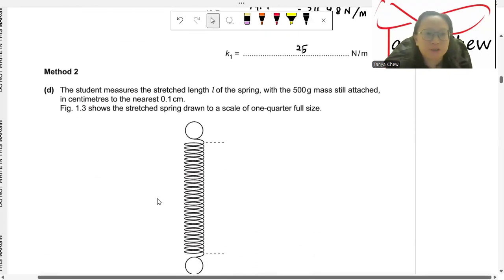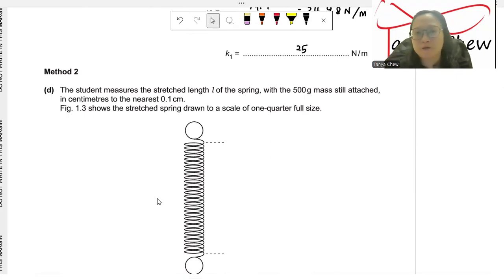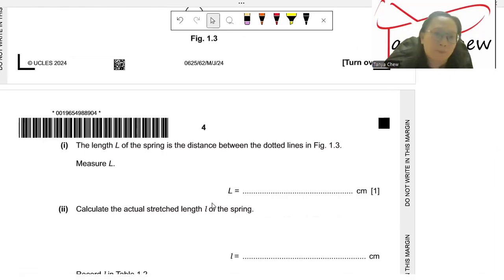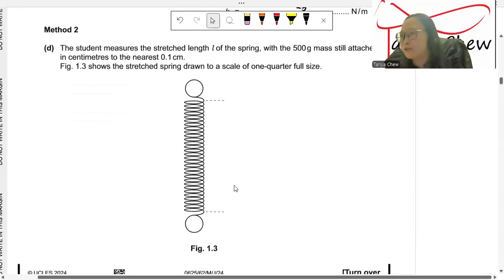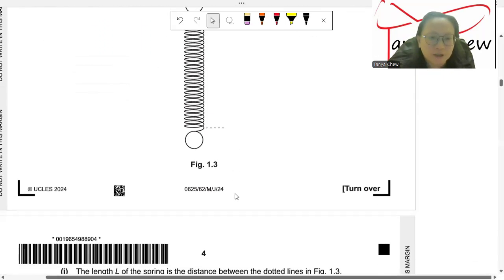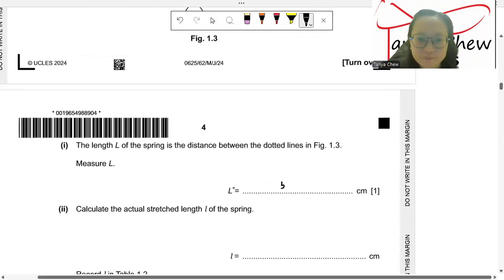Method number 2. The student measures the stretch length L of the spring with the 500 gram mass still attached, in centimeters to the nearest 0.1 cm. Fig 1.3 shows the stretched spring drawn to a scale of 1/4 full size. Now, first part, the length L of the spring is the distance between the dotted lines in Fig 1.3. Measure L. All you need to do is just take out your cm rule like this and place it on the 2 dots to measure the length of the spring. The length that I got was 5.6 cm.